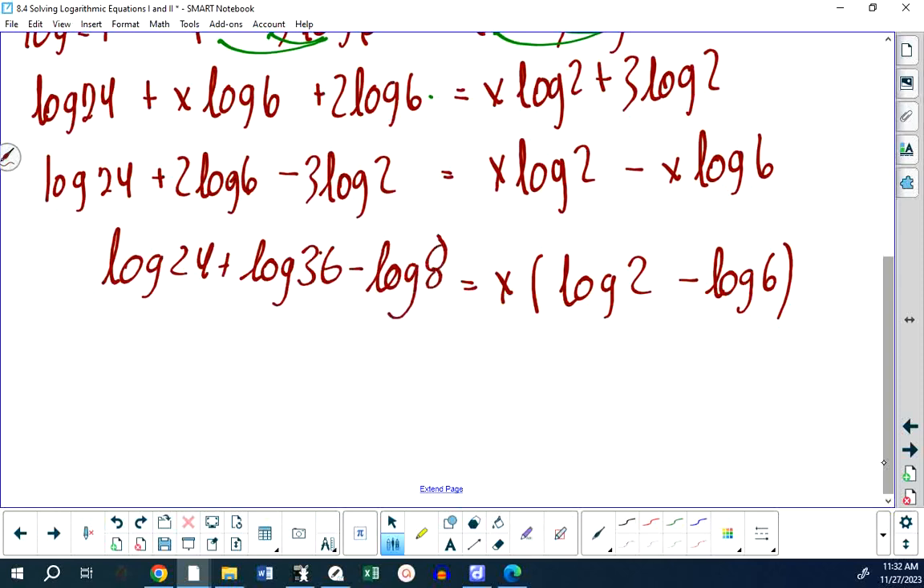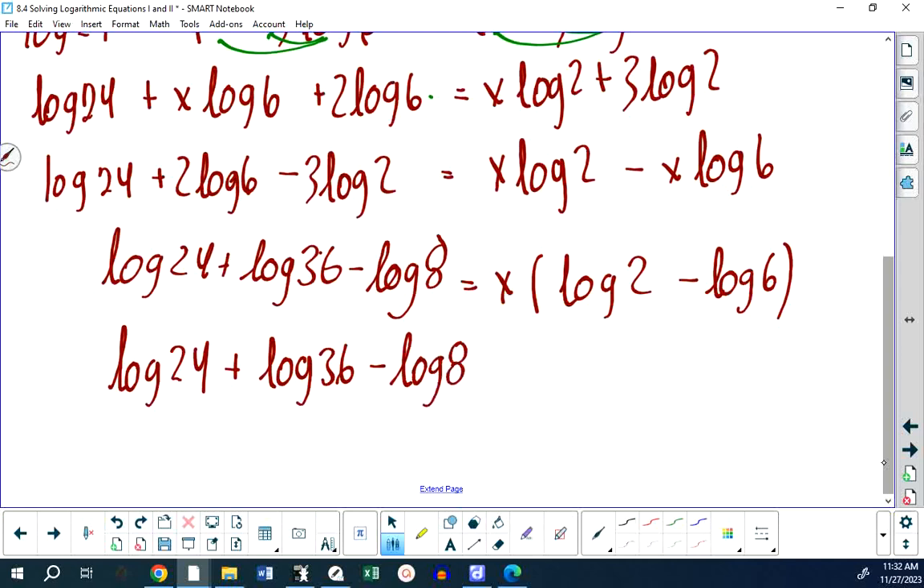Why not? Let's just move those exponents up here. If you didn't move them up already, you can move them up later. And that means that x will be equal to log of 24 plus log of 36 minus log of 8 over log of 2 minus log of 6.